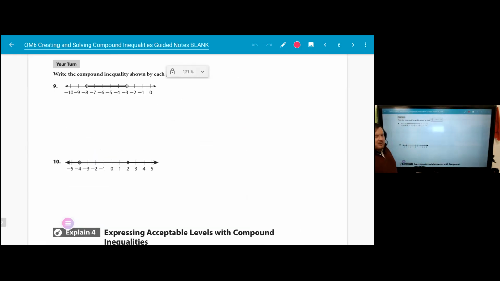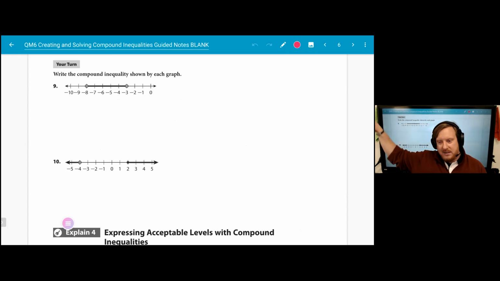Write the compound inequality shown by each graph. Guess what? Pause. Because it said your turn. Hope you paused. Okay. I'm looking at number 9.